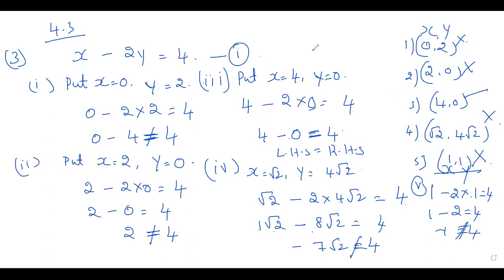So at last you should write, children, for each sum you have to write here it is not the solution for the given equation. For the third one you have to write it is the solution for the given equation. Next, fourth one. 4.3, fourth one.